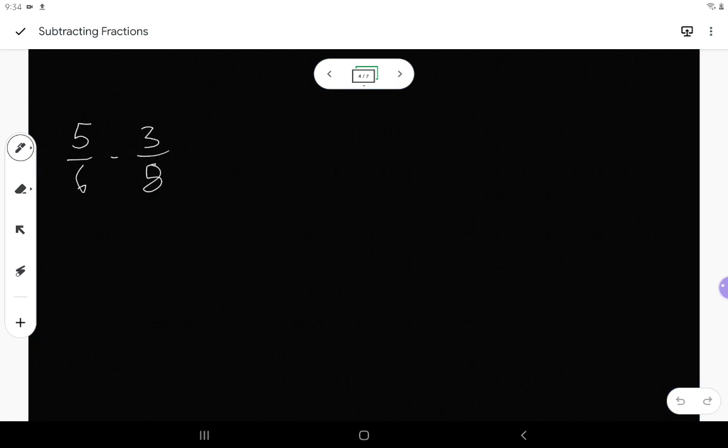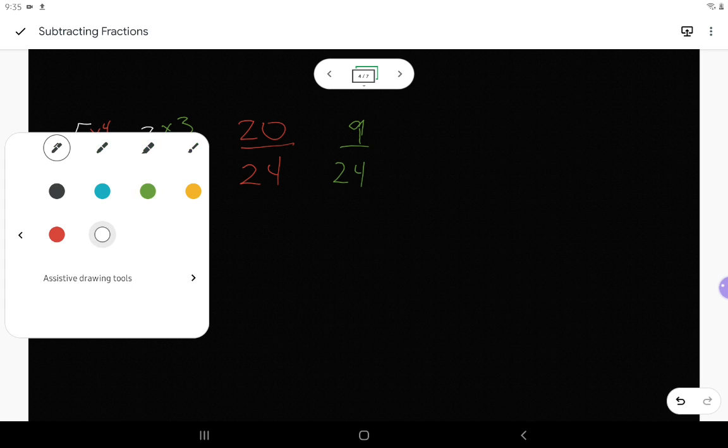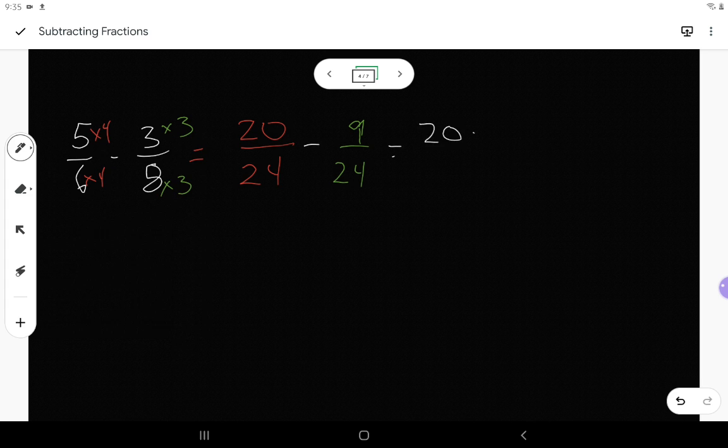Then we've got 5/6 minus 3/8. What we're going to do is change this so we have a common denominator of 24, and that's going to be multiplying 6 by 4 and the 5 by 4 to give me 20/24. And then to get my common denominator of 24 here, I have to multiply numerator and denominator by 3, and that gives me 9/24. And so now I have 20/24 minus 9/24. I'm going to subtract the 20 and the 9, and leave the 24 as is. 20 minus 9 gives me 11/24. No common factors between 11 and 24.